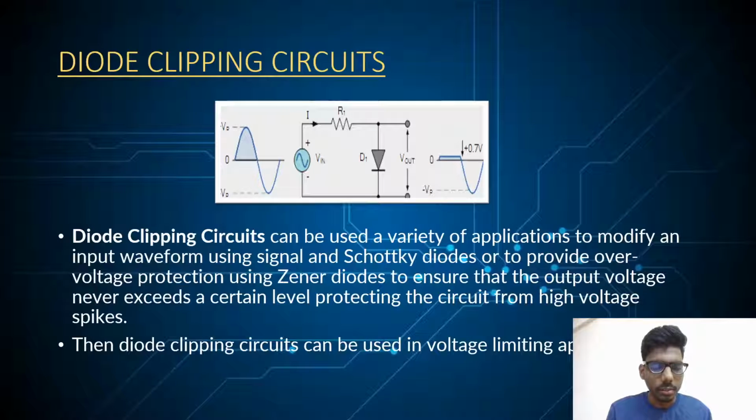Now, what is a diode clipping circuit? A diode clipping circuit can be used in a variety of applications to modify an input waveform using signal and Schottky diodes, or to provide overvoltage protection using Zener diodes to ensure that the output voltage never exceeds a certain level, protecting the circuit from high voltage spikes. Diode clipping circuits are basically used in voltage limiting applications.